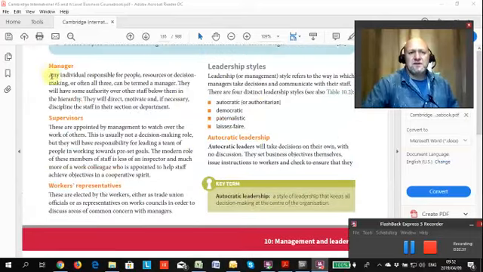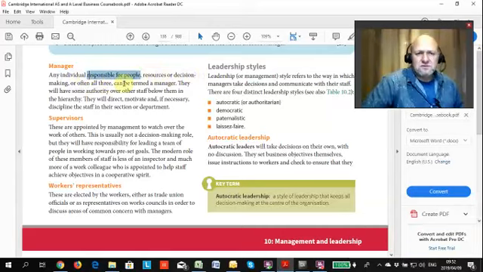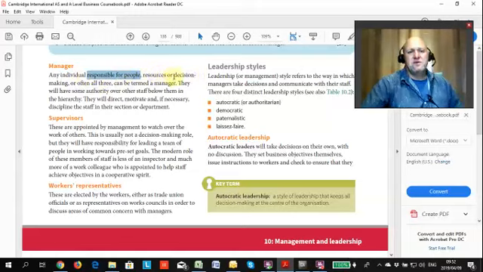Okay, the manager, however, is an individual responsible for the people. This is the focus of this chapter: the resources and decision making. So once again, the one responsible for people and resources or decision making is normally a manager. They have some authority over staff below them in the hierarchy, and they direct, motivate, and if necessary, discipline.